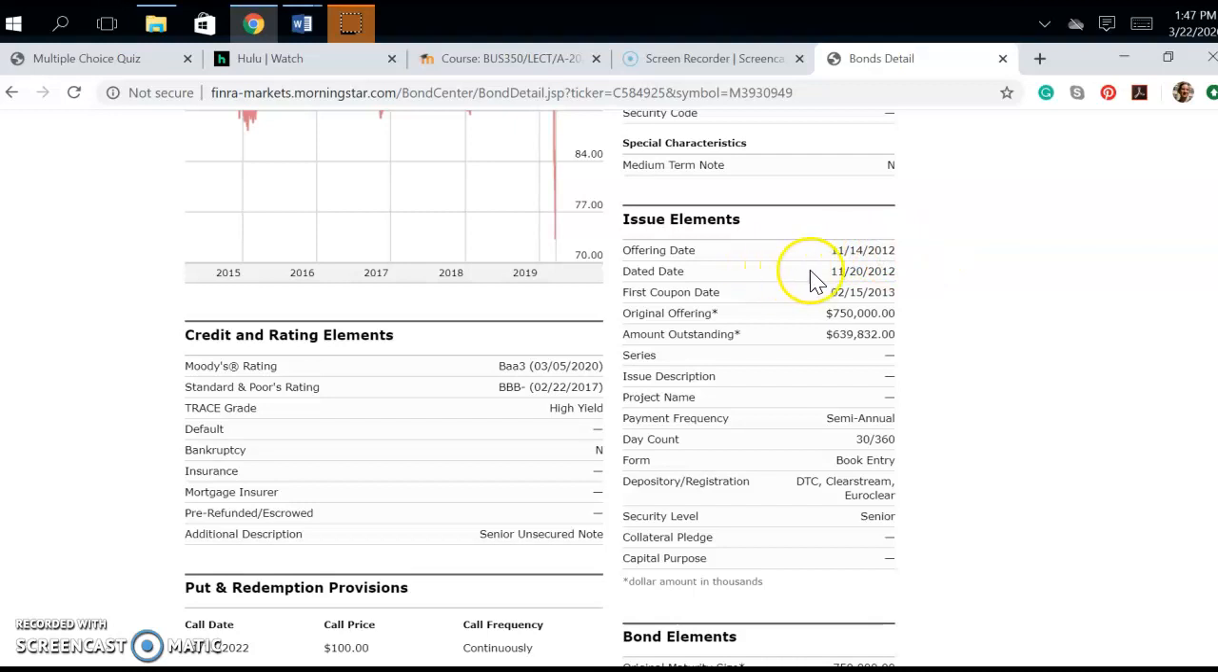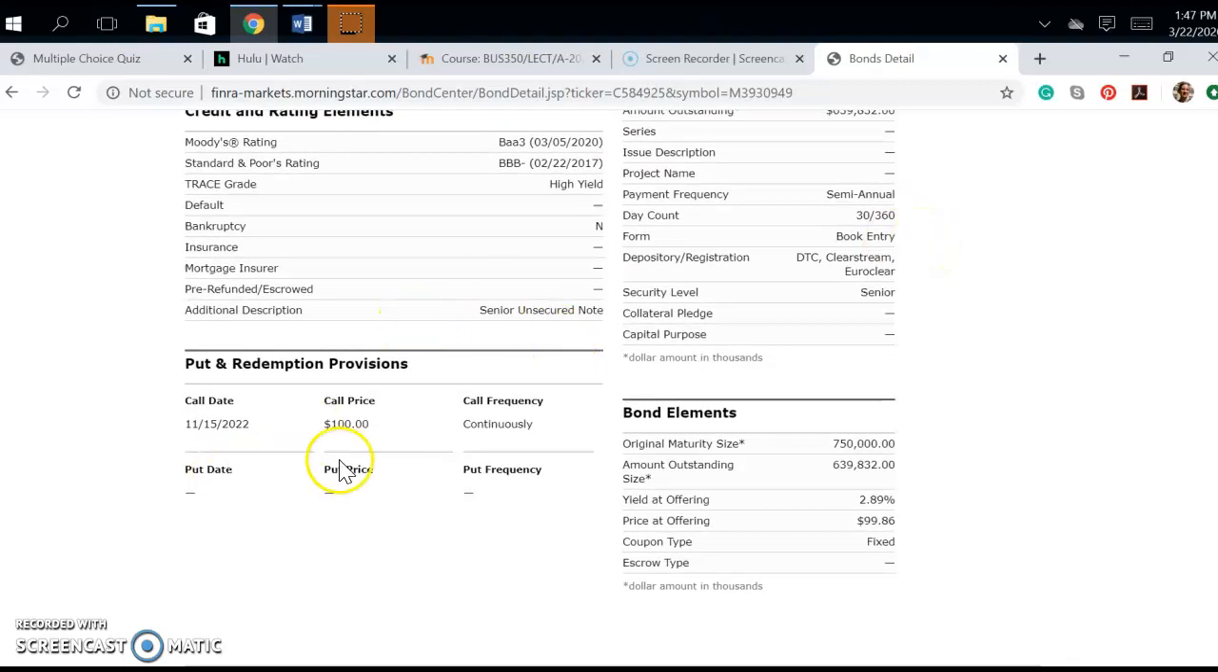11/14/2012, and then dated date. So this is when it was originally offered. So this is the information that I want posted in there, the offer date. And then down here, that call price. So this is continuously callable beginning next year, and it's callable at par. Well, because people are buying these bonds at a discount, callable at par would mean that the company already has to pay over for that.